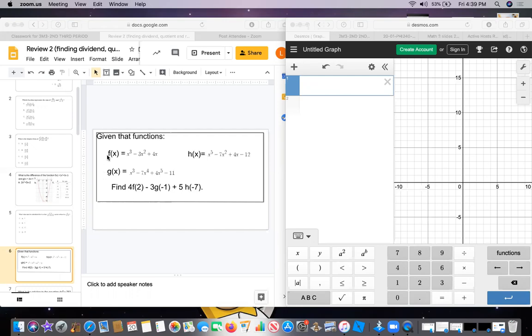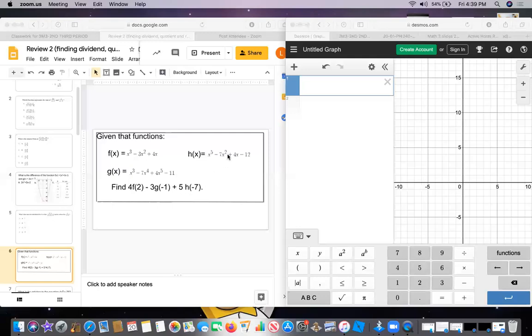So if we want to find the value of f of 2, you are going to evaluate f of x when x equals 2, which means the value of x should be replaced by 2, and then we compute. After getting the value of f of 2, we still have to multiply that by 4. The same thing here, when we get the value of g of negative 1, we multiply it by negative 3, as well as here on the function h of x.